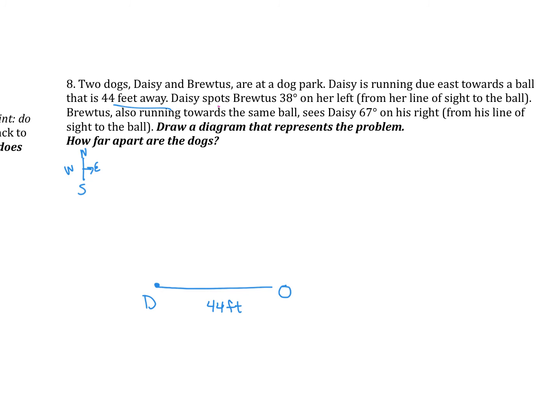Now, Daisy spots Brutus 38 degrees on her left. So on her left is this direction here. So Brutus is somewhere over here. It's from her line of sight to the ball, right? So she's looking at the ball. And so she sees Brutus here. And so this angle here, so Daisy spots Brutus 38 degrees on her left from her line of sight to the ball, right? So here's the line of sight to the ball. To her left is this direction. So that gives us the angle here is 38 degrees.